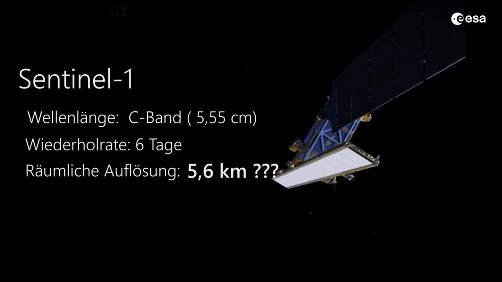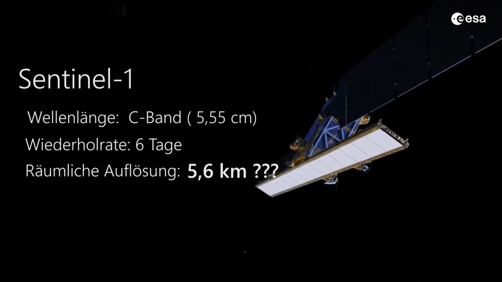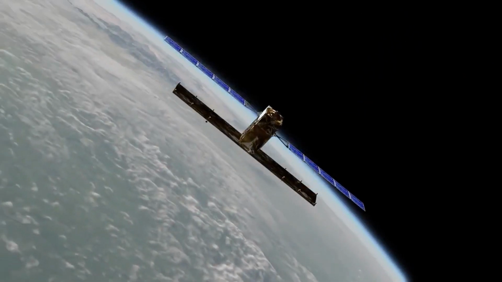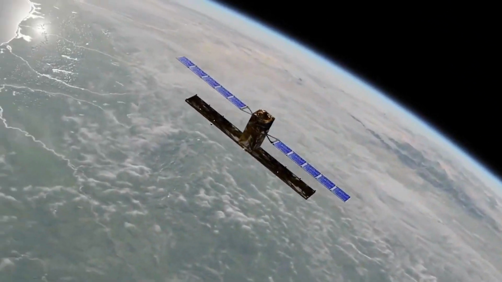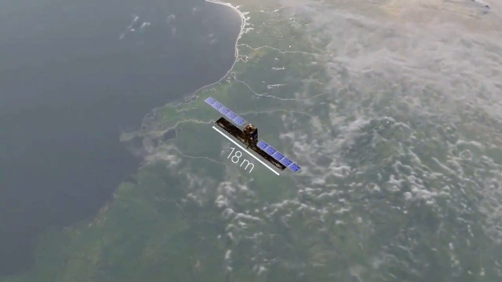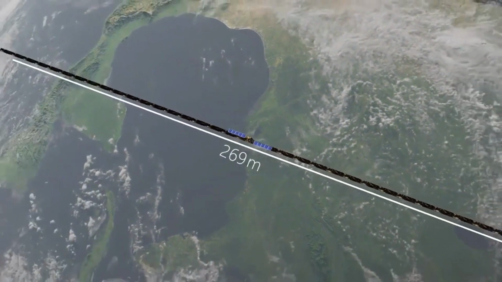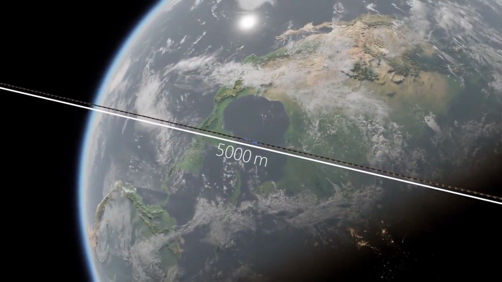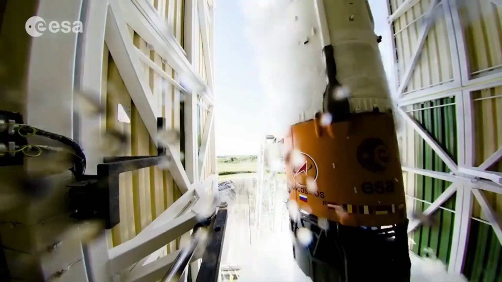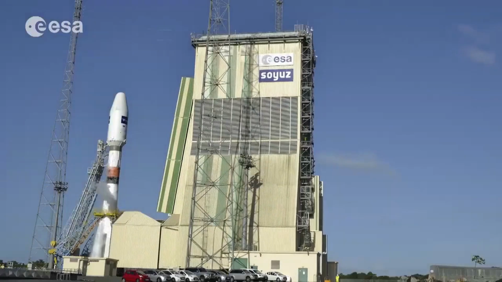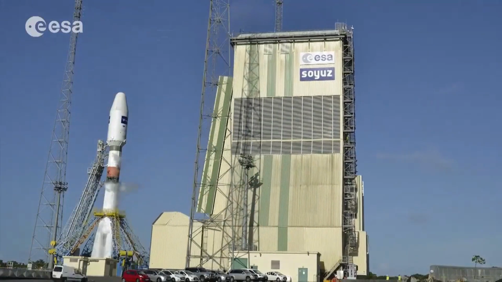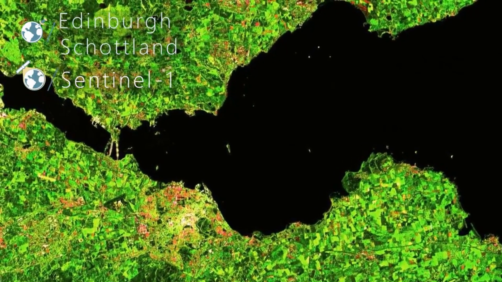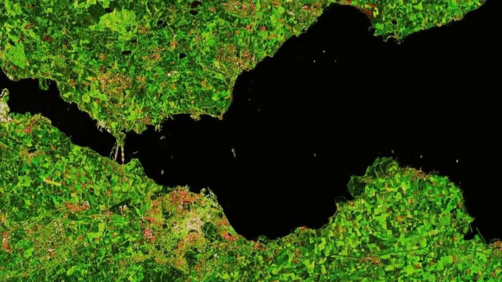According to the technical specifications, however, they have a resolution of 5 meters. According to the laws of wave physics, this could only be achieved with an antenna length of about 5,000 meters. Such an antenna could not be sent into space by humans in the foreseeable future. So, have we just uncovered a massive conspiracy by space organizations? Are there neither radar satellites nor radar images with an alleged resolution of 5 meters?